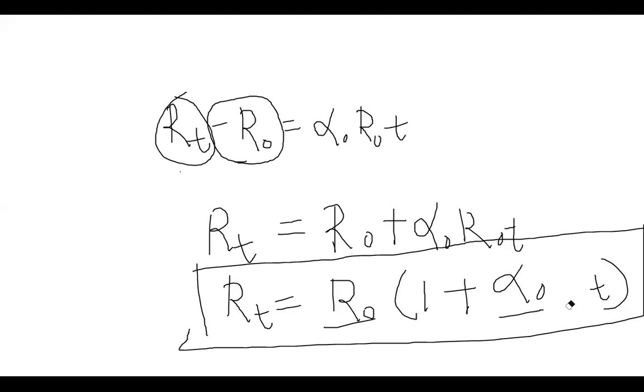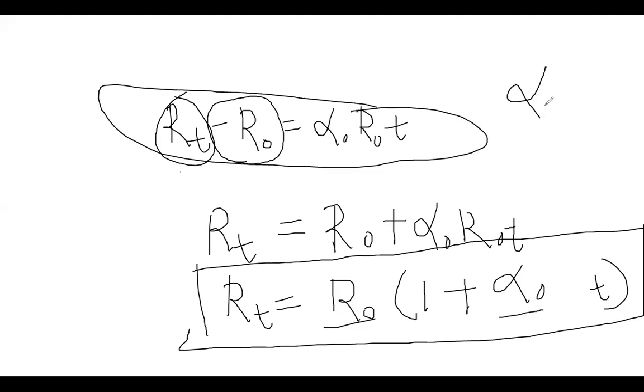Its value depends upon the nature of the material and the temperature. From this also, how much is the alpha 0 component? From this equation, can we rewrite it like this? Alpha 0 is equal to RT minus R0 divided by R0 into T. This you can also write from this equation.